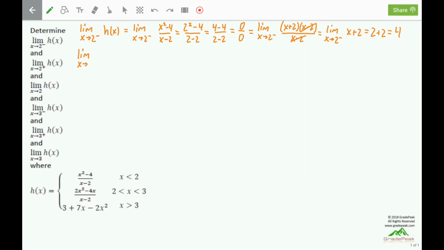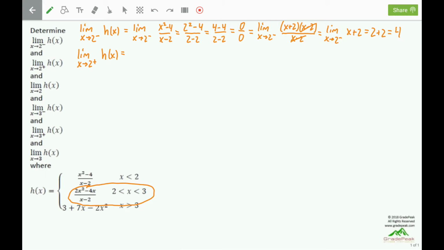Now let's look at the right-sided limit, indicated by the positive superscript on the 2 of h of x. The right side of 2 on the number line is more positive than 2, or simply greater than 2. But we have the limit approaching 2, so we want to stay near 2, yet greater than 2. And that means we want to use this one in the split expression function down here, so that we're near 2, but greater than 2.